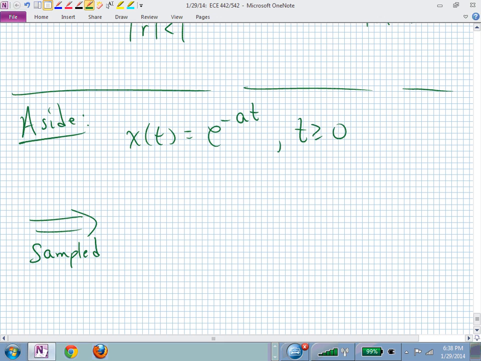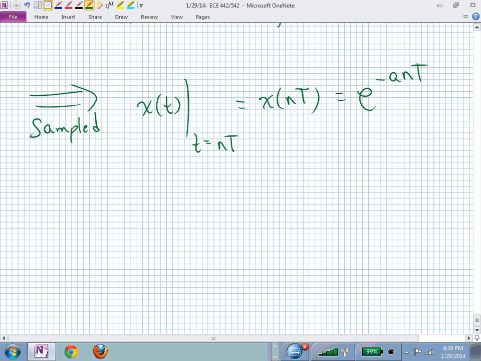If I sample that, that's just like replacing little t with little n capital T, where capital T is the sampling rate, or the sample period, I should say. So that this now becomes x of nT. But that's now just e to the minus a nT.